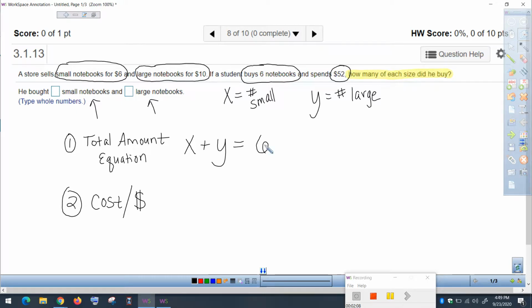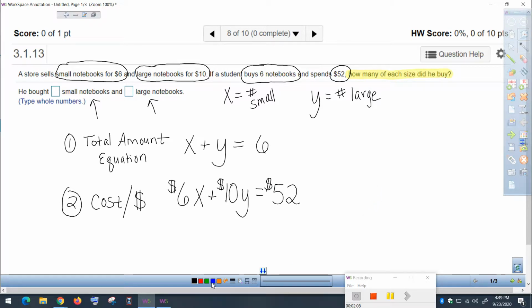So it says that small notebooks are $6. So we're going to say $6 multiplied by the number of small notebooks, which is x. Large notebooks are $10. So let's do $10 multiplied by the number of large notebooks, which is y. And altogether that total cost was $52. You could even put a little dollar sign next to each amount here just to make sure that you've put all of the correct pieces in the correct location.